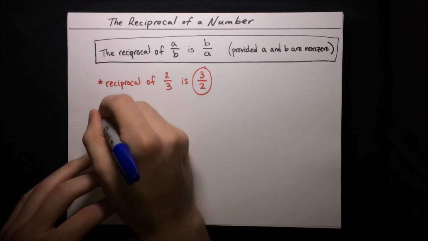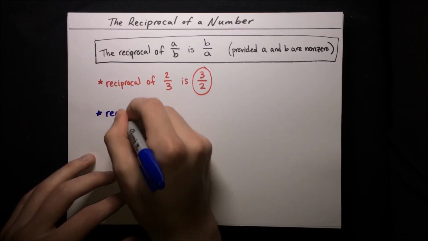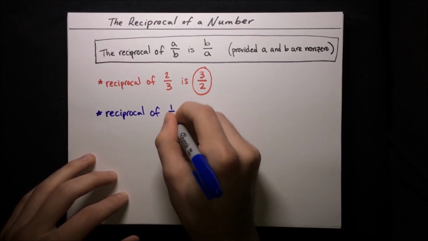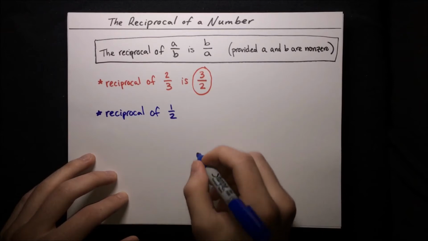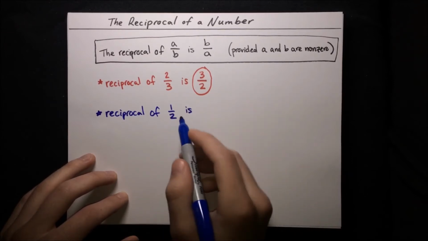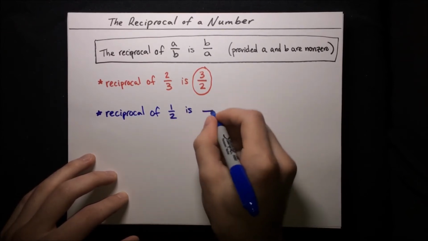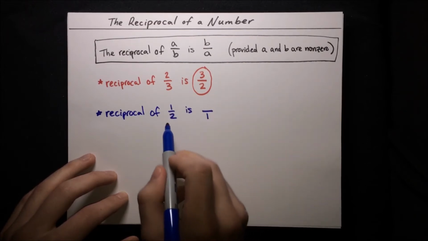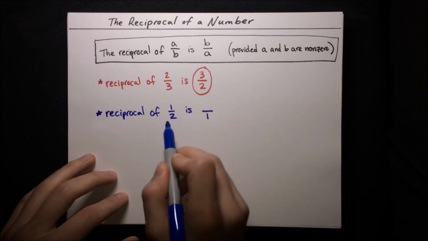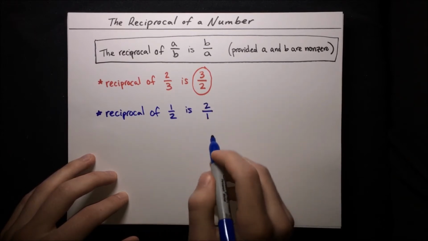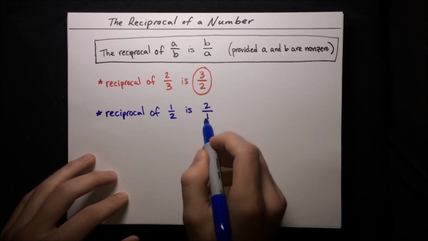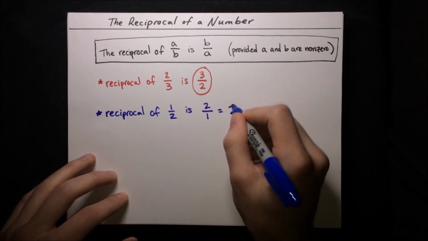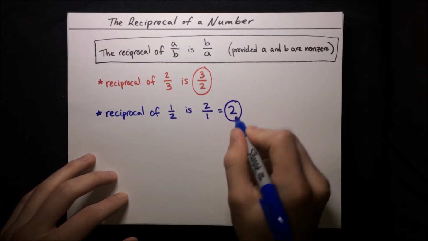Okay, how about another demonstration? The reciprocal of, say, 1/2. What is the reciprocal of 1/2? Well, that just comes from flipping the fraction again. So the result is a fraction, the numerator goes to the denominator, 1 goes to the denominator, then the denominator goes to the numerator, 2 goes to the numerator. 2 over 1, and we can even simplify that further. 2 over 1, well, 2 divided by 1 is just 2. So the reciprocal of 1/2 is just 2.